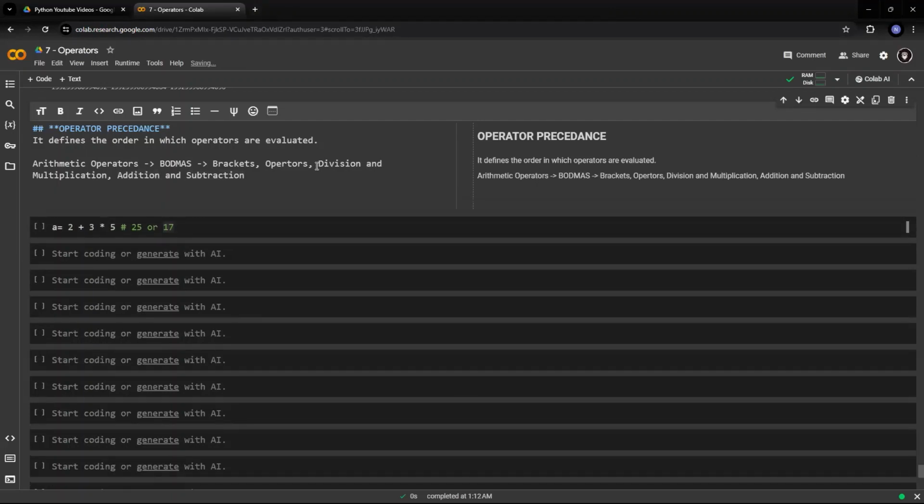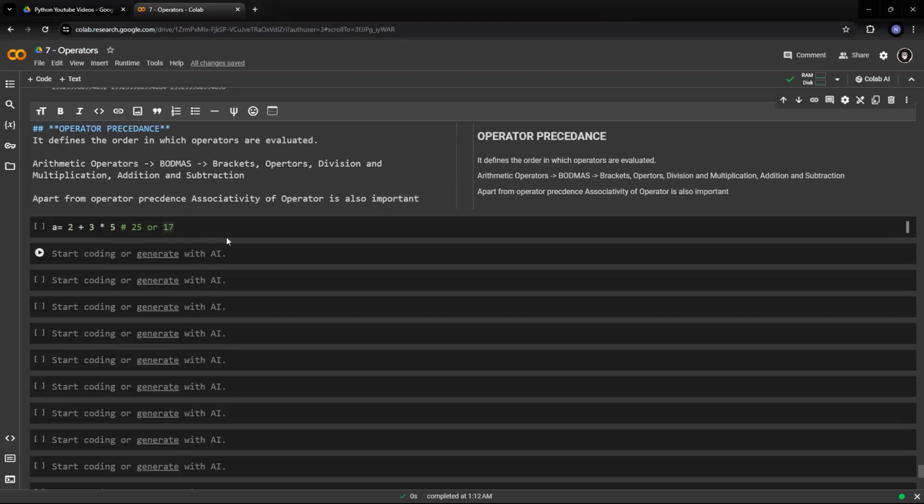In addition to operator precedence, the associativity of operators is also important. We'll see this in an example.